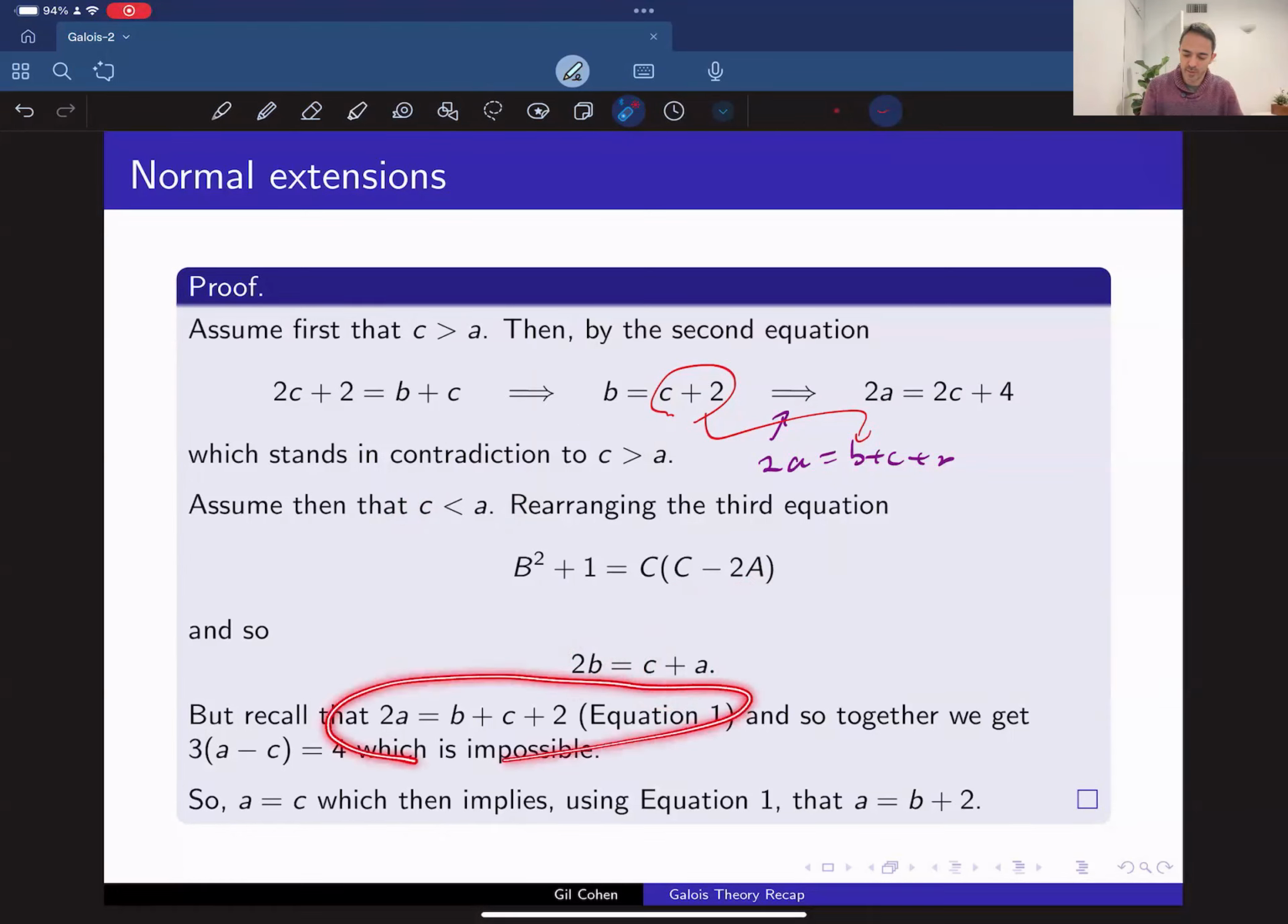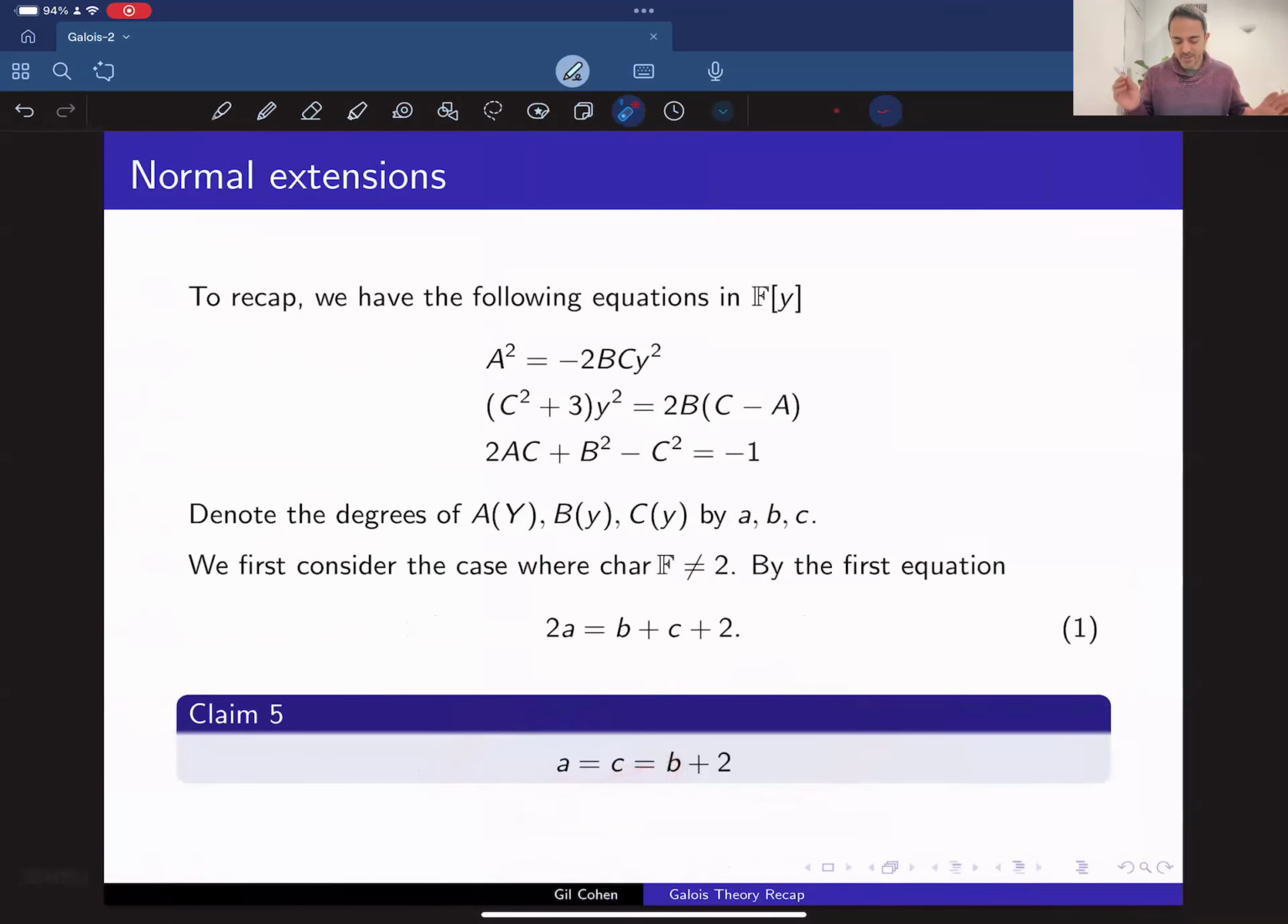But we also know from the previous equation, also used here, that 2a is b plus c plus 2. And so together, if you eliminate b, you get that 3 times the difference between a and c is 4, which is impossible because that's a whole number. Good. So you see, it was kind of an ad hoc calculation that showed us that a equals c. And once we know that a equals c, again using equation 1, you get that a is b plus 2, because one of them cancels. Good. So we just proved this claim in characteristic not 2, that a is c and both of them are b plus 2.